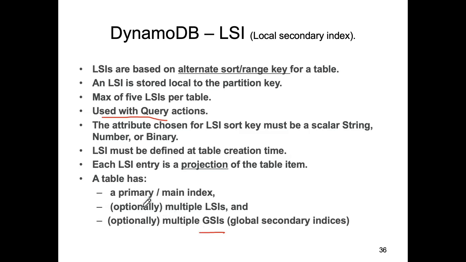And so if you create a table and it doesn't have any local secondary index, by default, it does have one index, which is what I'm calling the main or primary index here. So there is always an index, even when you've got a table that doesn't have any explicit local secondary indices.